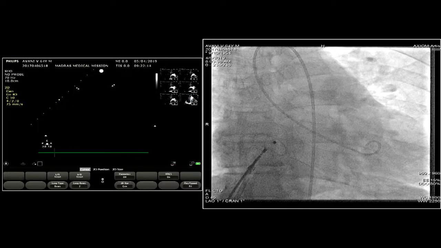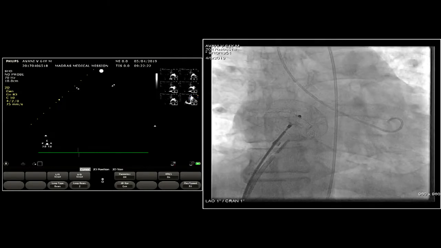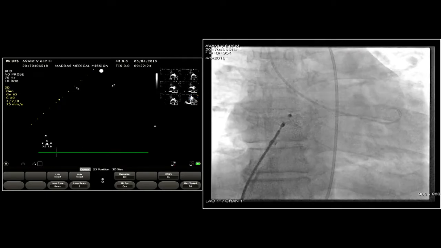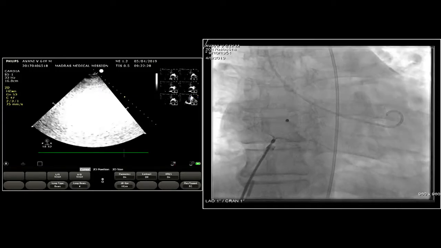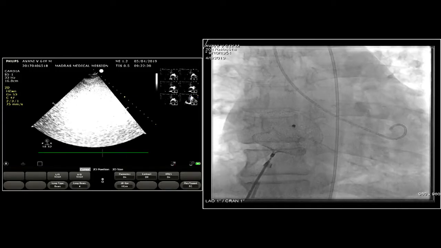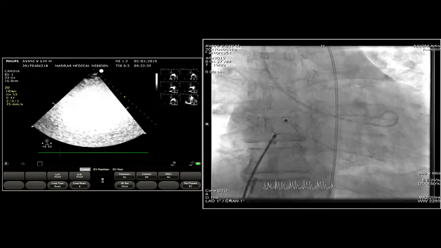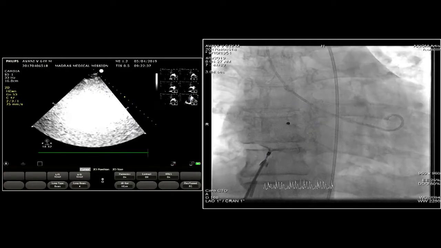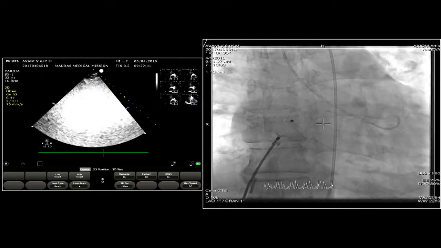Would you test the safety of the device? Would you pull and push the device? So right now I will do that for you. I'll just bring down the ICE probe a little bit. So this is a pull and a push. Okay, it seems okay to me. It looks very stable.